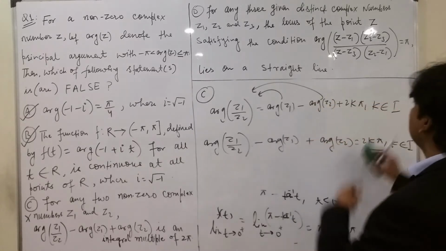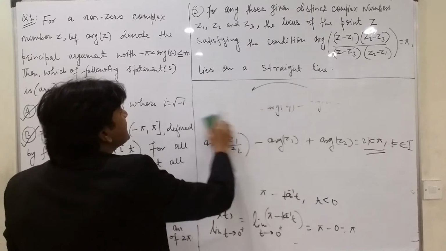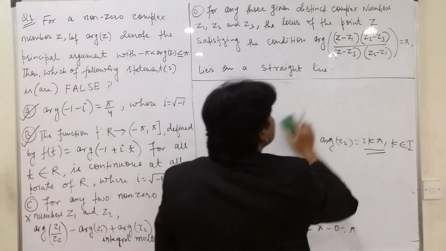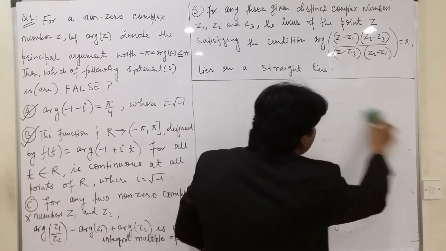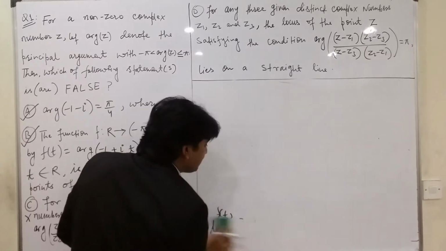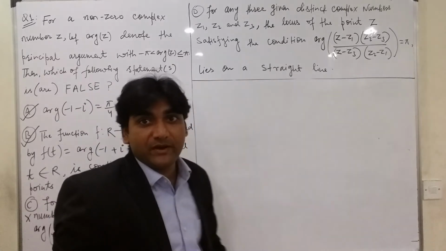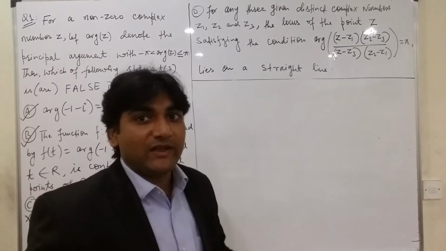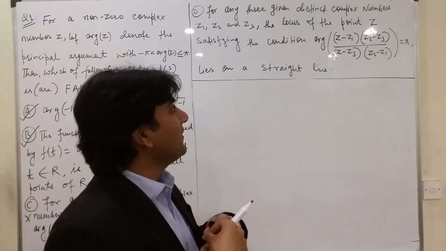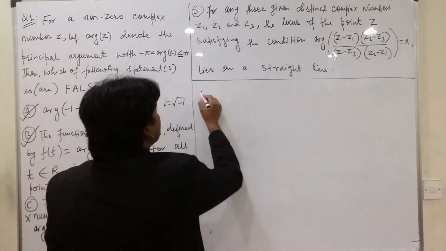Now option D. For any three given distinct complex numbers z1, z2 and z3, the locus of the point z satisfying the condition argument of (z minus z1)(z2 minus z3) over (z minus z3)(z2 minus z1) is pi. I am sure those students who have prepared complex numbers in the best way, for them this is nothing. This is just a result of a cyclic quadrilateral. Let us understand option D.